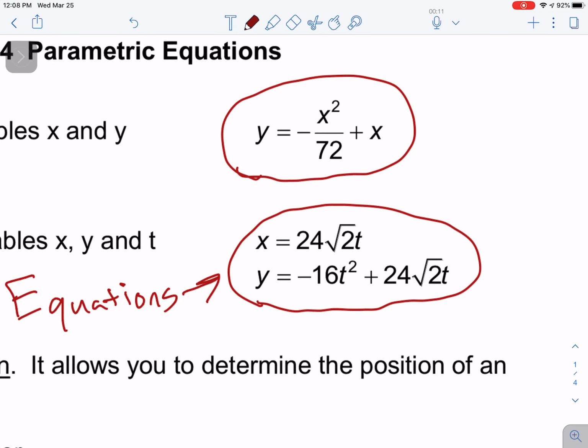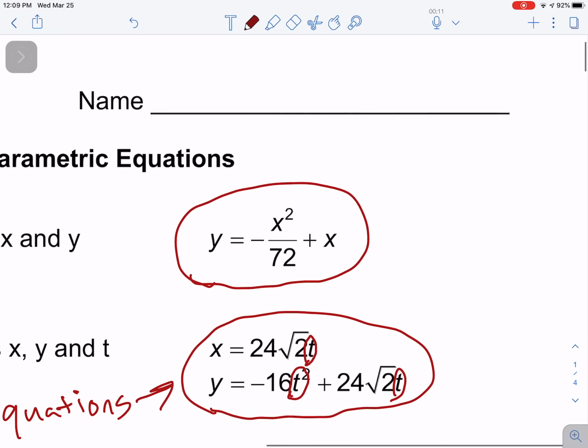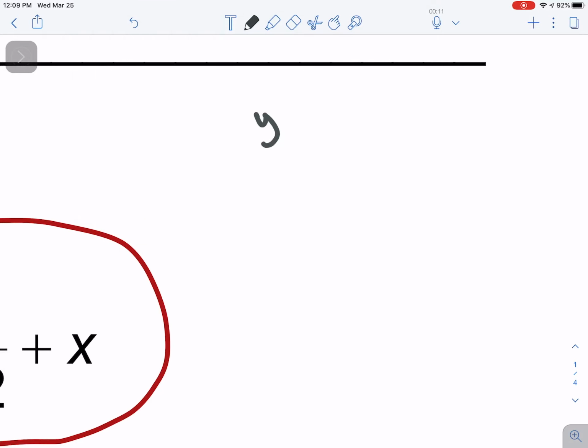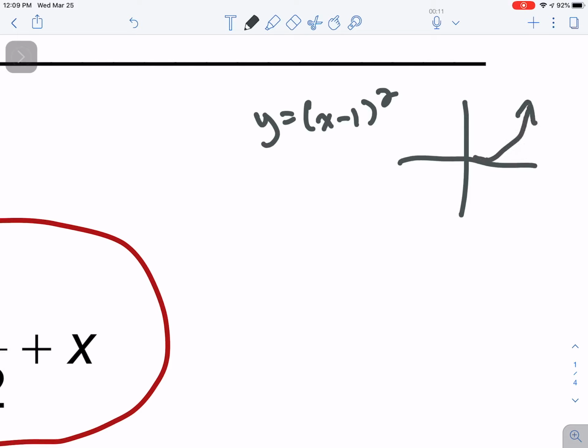What's different about the parametric equations is, yes, there are two equations compared to the Cartesian one where there's just one equation, but we have a third variable t here which represents time, which actually really matters. So for example, if we're ever just trying to graph y equals (x minus 1) squared, if I go to graph that, it's going to look something like this. Okay, we should know how to graph that.